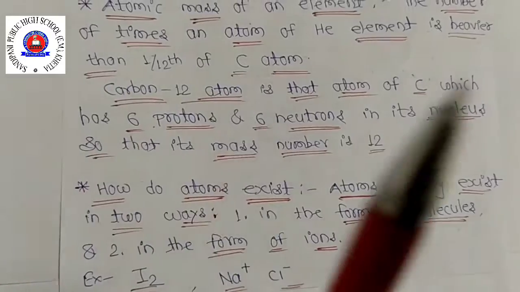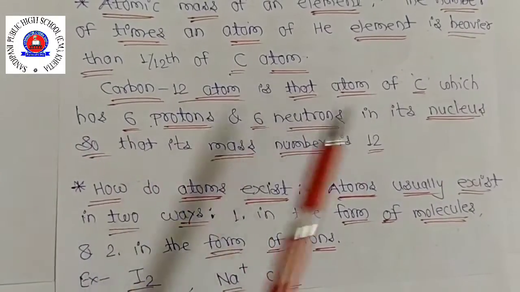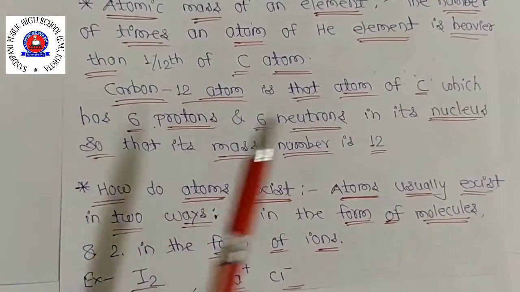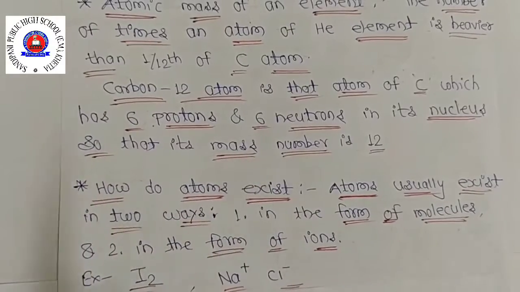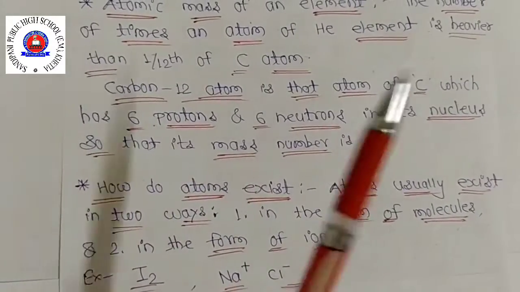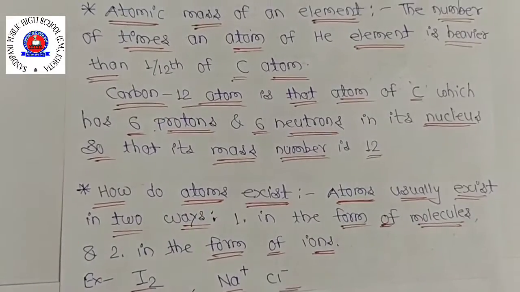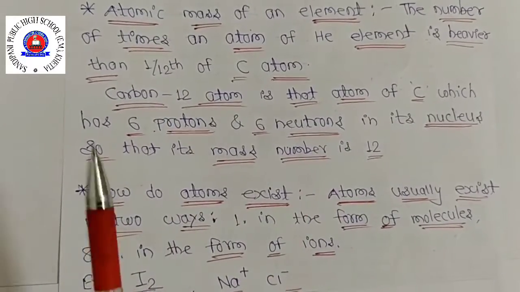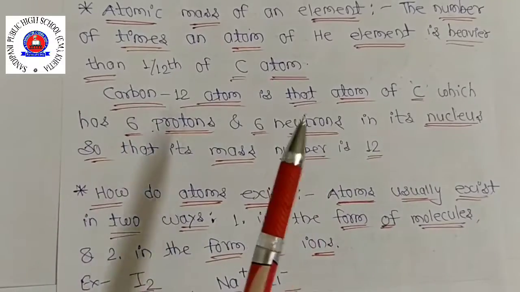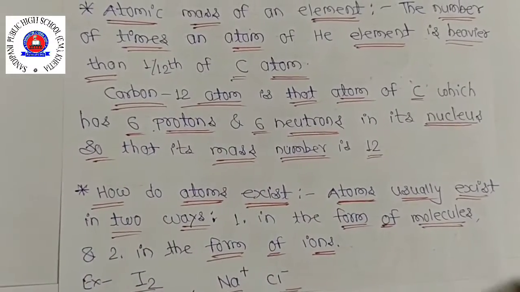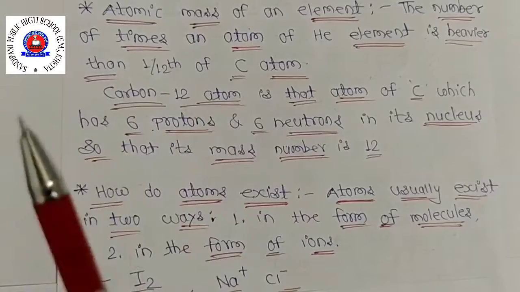Clear this one? So the atomic masses of all other elements are determined by comparing the mass of their atom with the mass of a carbon-12 atom. Clear this one? The atomic mass of an element is the relative mass of its atom as compared with the mass of carbon-12 atom taken as 12 units.